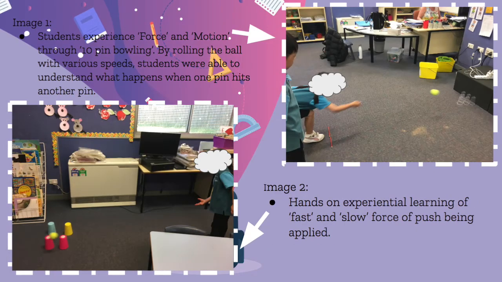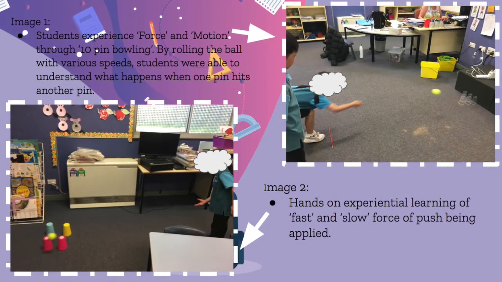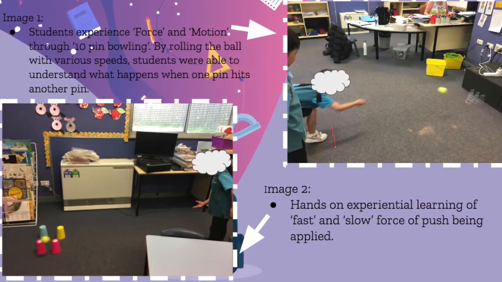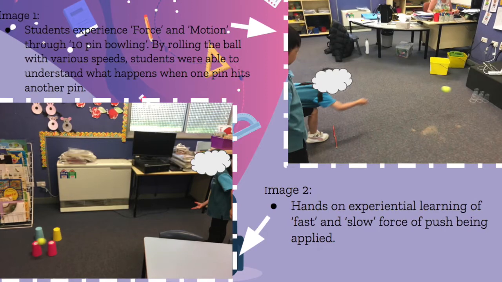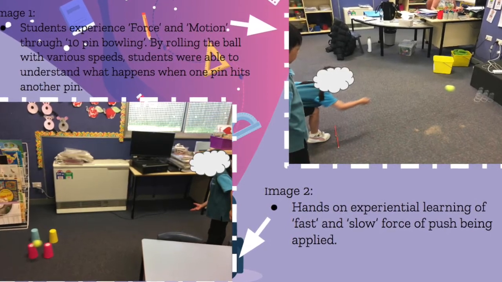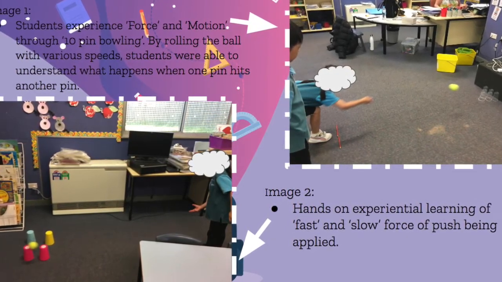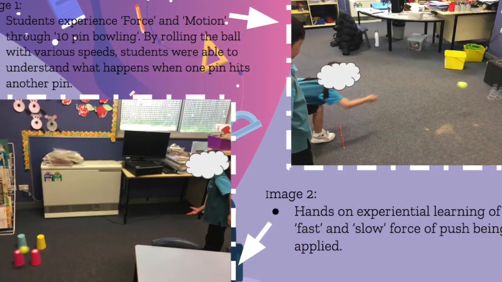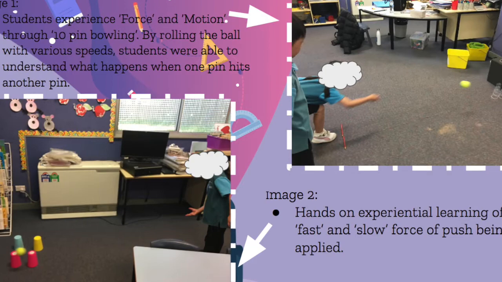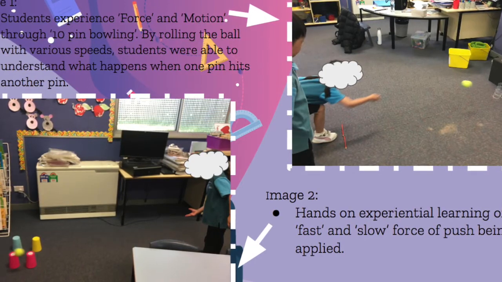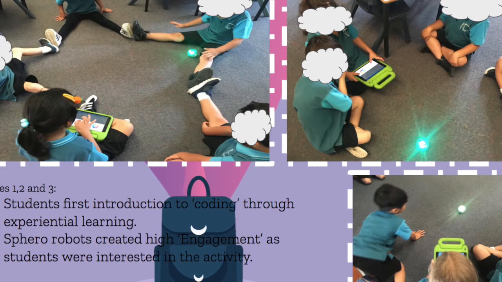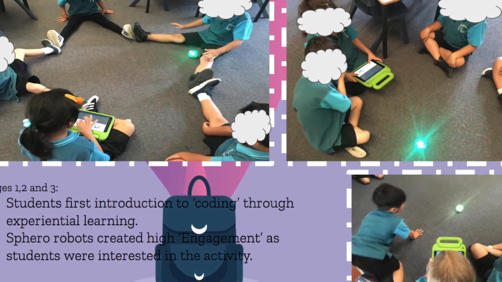Students experienced force and motion through 10-pin bowling. By rolling the ball with various speeds, students were able to understand what happens when one pin hits another pin, as well as with the ball. Hands-on experiential learning of fast and slow push being applied showed their understanding and ability to differentiate between the two forces. This activity was the students' first introduction to basic coding through experiential learning.